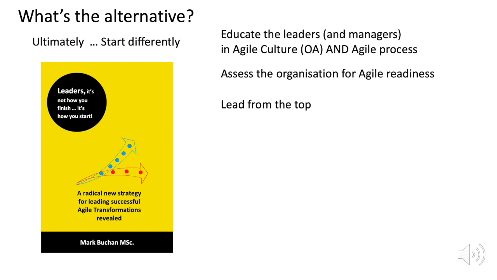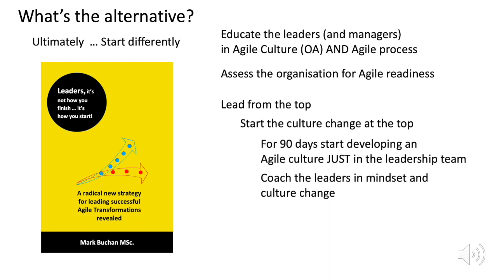The next thing here is lead from the top. And what do we mean by that? Well, look, that's the culture change. For 90 days, start developing a culture change in your agile leadership team. Yeah, or make them an agile leadership team. Coach the leaders in the mindset and culture change. And once you've done that, then you can move on to those middle managers, helping those guys to get a better agile mindset and helping them with better ways of managing in a more agile way.